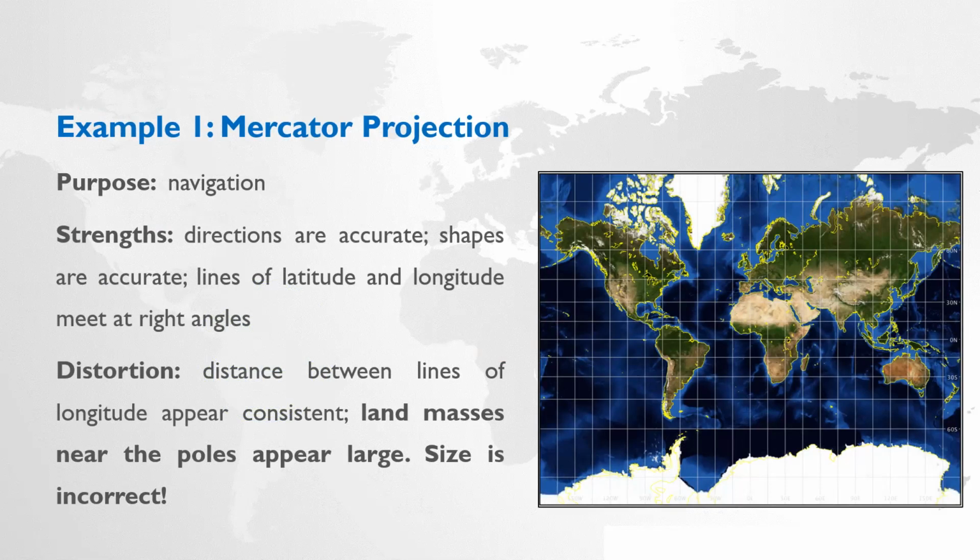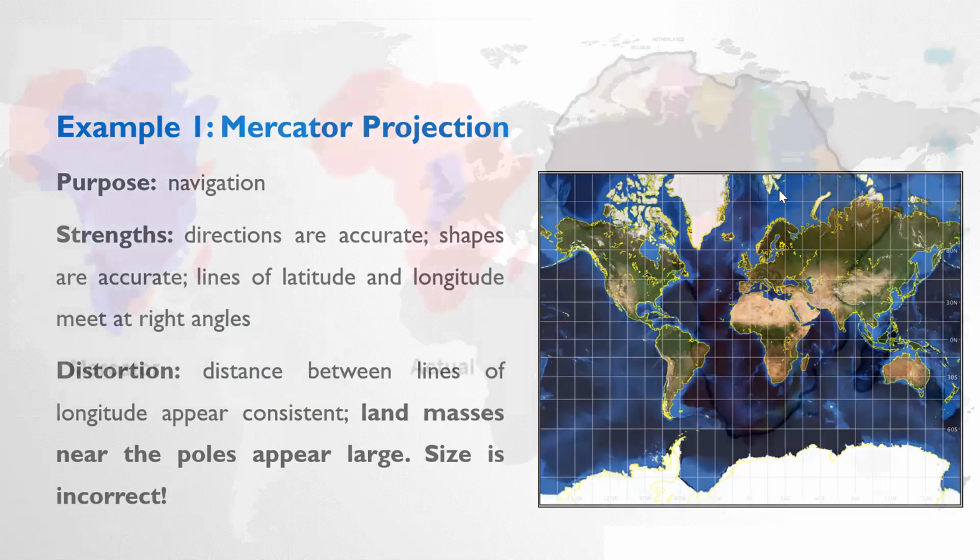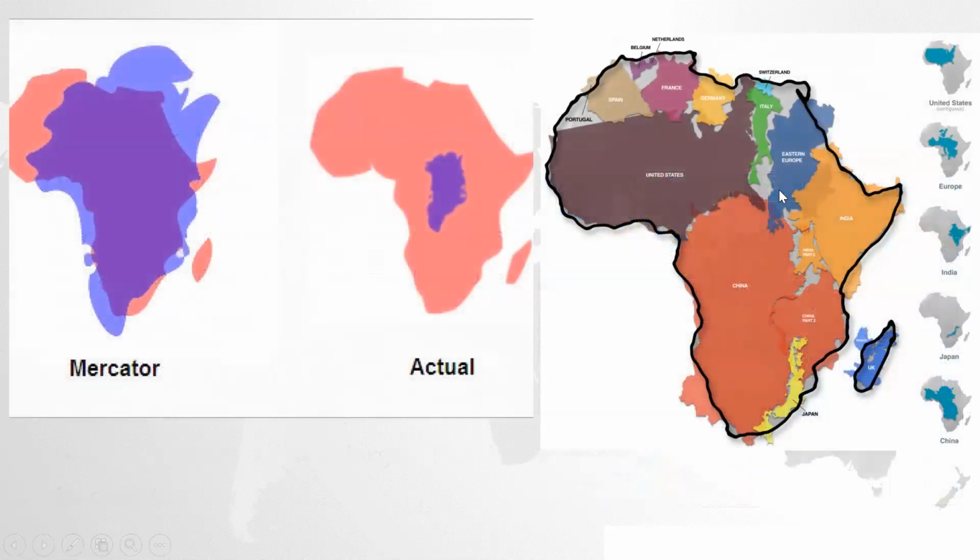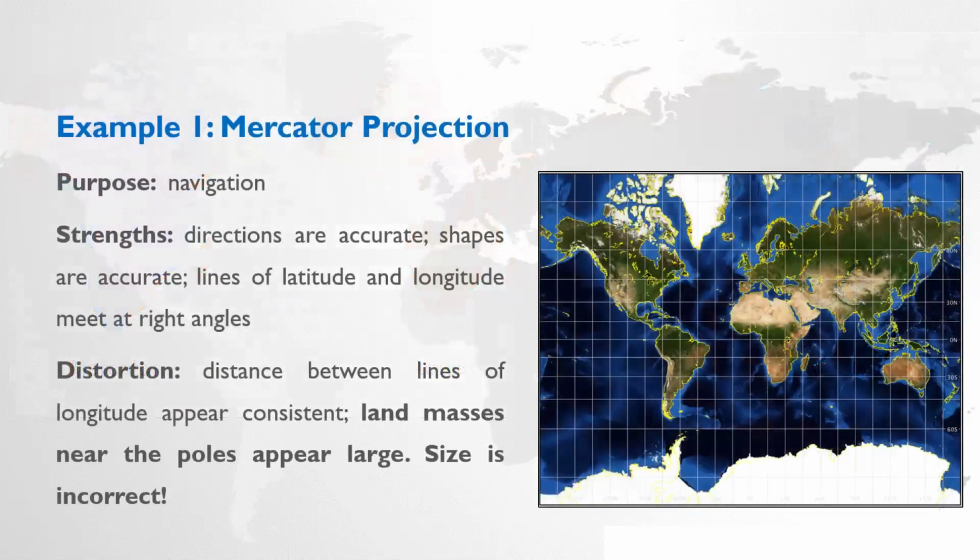Hopefully that doesn't surprise you. Europe as a whole seems to be as large as South America, even though that's not the case. On the Mercator projection, Greenland looks bigger than Africa, but the actual representation is as you see there on the right on this map. Africa in general is pretty large, and you can see how many countries actually fit in there.